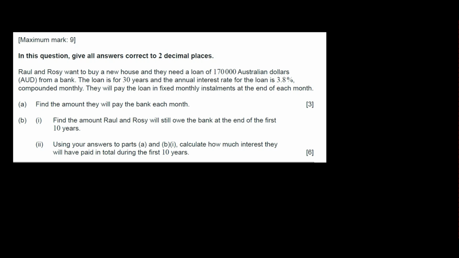Here we have a finance question, so let's give it a shot. Raul and Rosie want to buy a new house, and they need a loan of 170,000 Australian dollars from a bank. The loan is for 30 years and the annual interest rate is 3.8% compounded monthly. They will pay the loan in fixed monthly installments at the end of each month. Question A, find the amount that they will pay the bank each month.